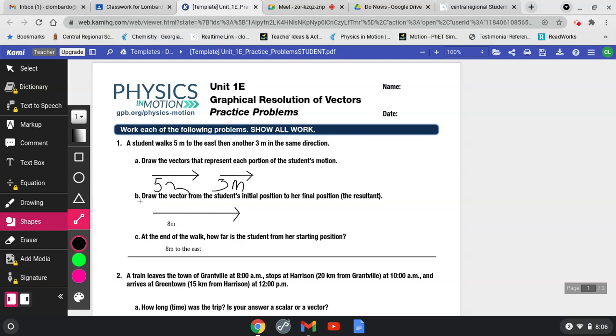And for letter B, they just want the drawing here, right? So it's got to be longer than the two individual guys themselves, especially since they're going in the same direction. Same direction, you add them. Opposite directions, you subtract. And then I'll show another example when we get to the one of the last problems.